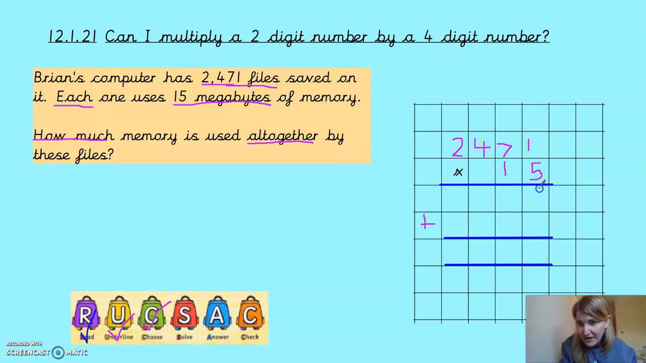So 5 times 1 is 5. 5 times 7 is 35. Put my 5 here, carry my 3. 5 times 4 is 20, plus the 3 is 23. And then 5 times 2 is 10, plus the 2, that's going to be 12. Okay, I might go off the screen a little bit here. Apologies if I do. Next step is going to be 10 times 2,471.